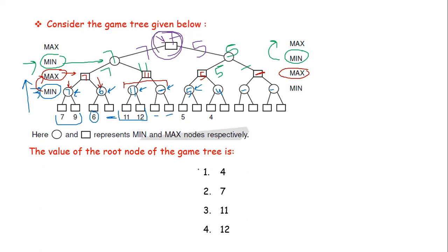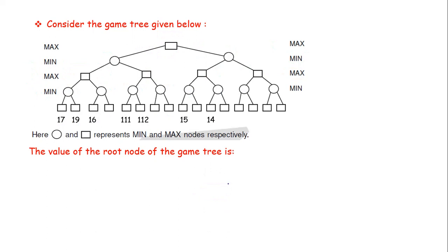So let us see our options. Option 1 is 4, option 2 is 7. This is our desired output. So the correct answer for this question will be option 2. This is our next question. This is a similar type of question. This was asked in the NET December 2019 exam.